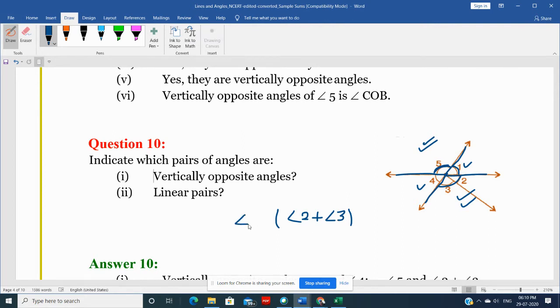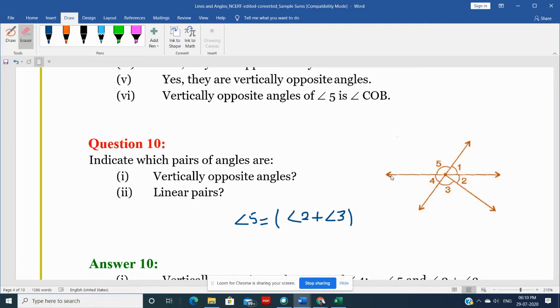Okay, so angle 5 would be vertically opposite to angle 2 and 3. Okay, so this is how. Now, next question is, let me first erase this. Next question is linear pair.